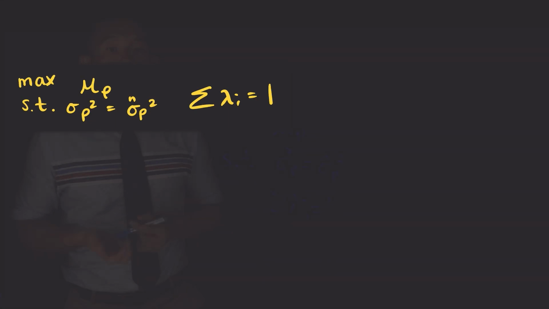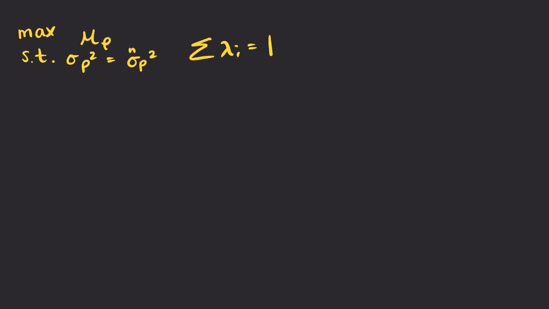So if you're familiar with constrained optimization problems, you'll know that the way to solve a problem like this is to convert the constrained optimization problem into an unconstrained problem. And you do that by constructing the Lagrangian. The Lagrangian is going to be equal to the objective function, which is mu. Let's write that out as a sum.